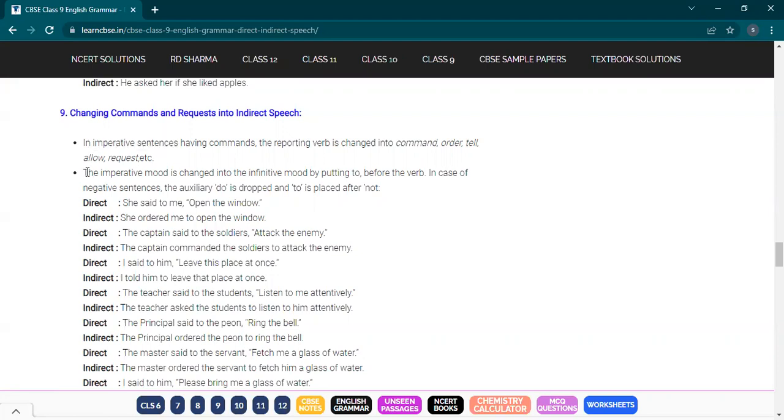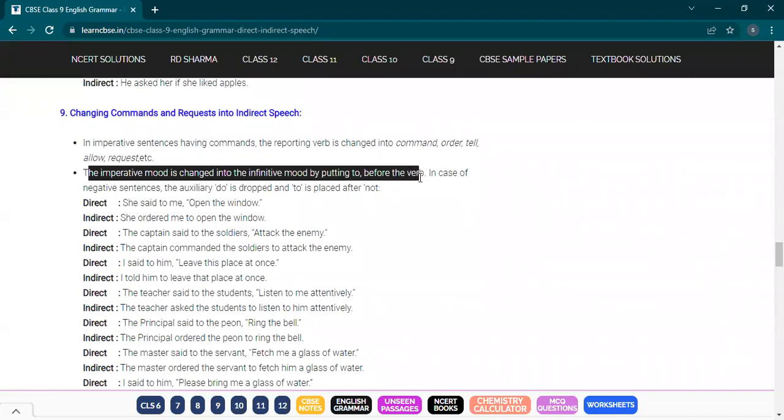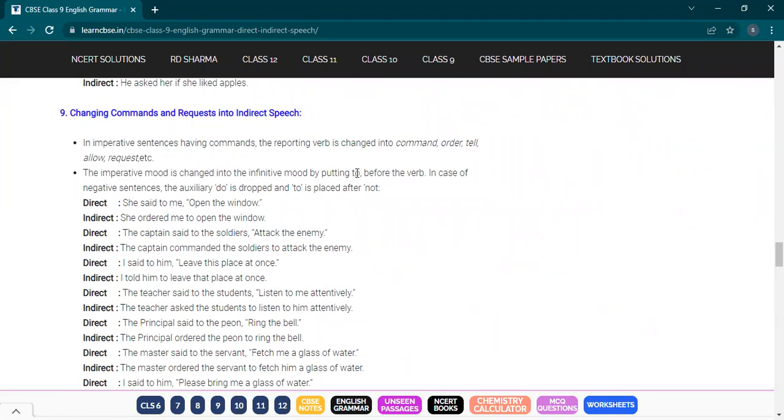Fine. Now what we have to do: the imperative mood is changed into infinitive mood by putting "to" before the verb. What is infinitive here? We have to use "to". Fine. We have to change this imperative into infinitive by adding "to" into it. Bas aapko itna yaad rakhna hai.